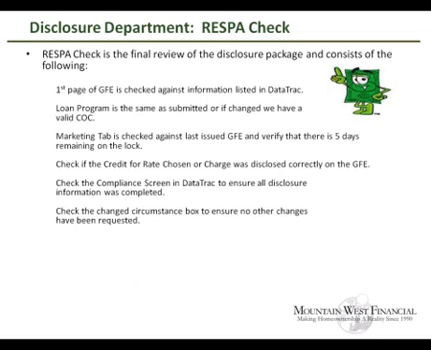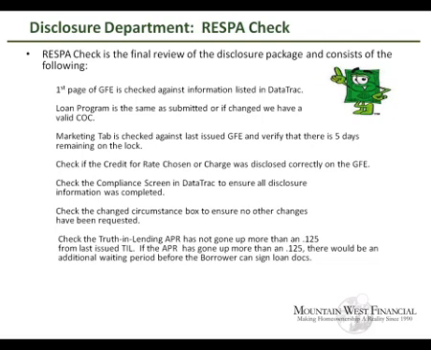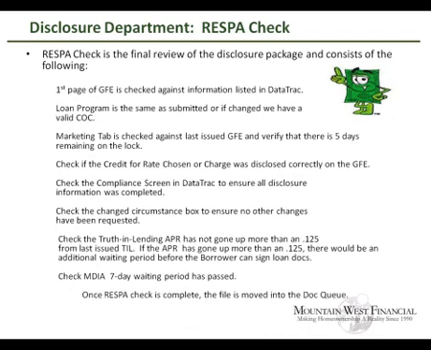They check the change of circumstance box to ensure no other changes have been requested. They also check the truth in lending APR has not gone up more than an eighth from the last issued TIL. If the APR has gone up more than an eighth, there will be an additional waiting period before the borrower can sign loan docs. They also check the MDIA 7-day waiting period has passed. And then once RESPA check is complete, the file is moved into the doc queue.